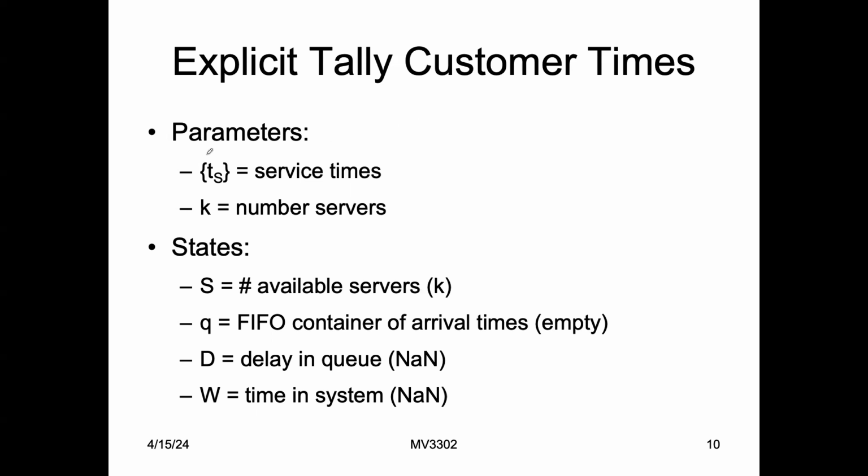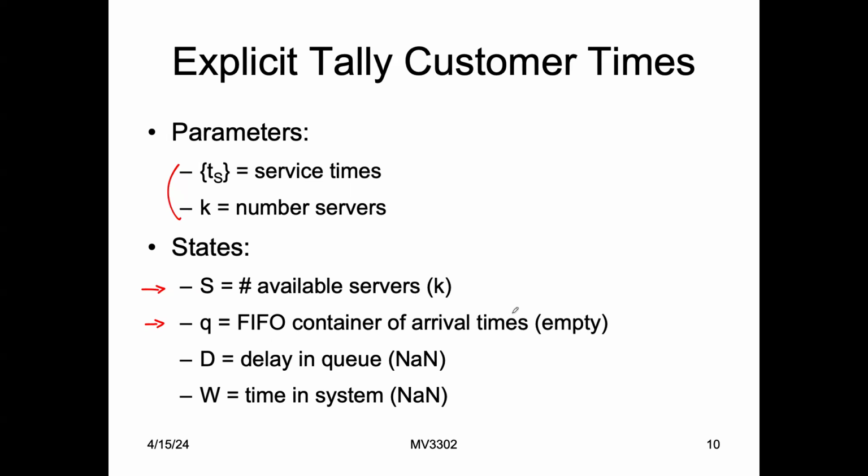Again, we're in the multiple server queue. We're in a component framework, so we don't have to worry about arrivals just yet. So our parameters are just going to be our two usual suspects of service times and number of servers. In terms of state, the first state is going to be our usual number of available servers. We'll stick with that. We could have used busy servers, and I'll leave it as an exercise for the interested student. But the other state now, instead of our capital Q, I made this a lower case q just to distinguish it. And this is a FIFO, first in, first out container of the arrival times, and its initial state is empty.